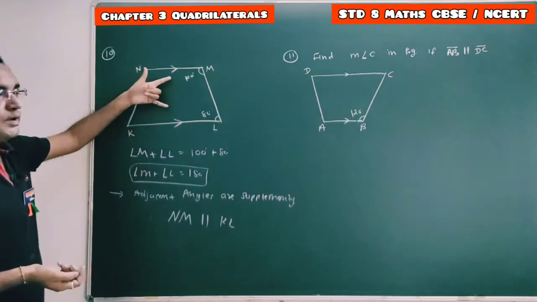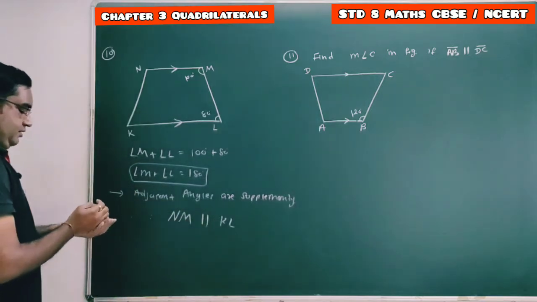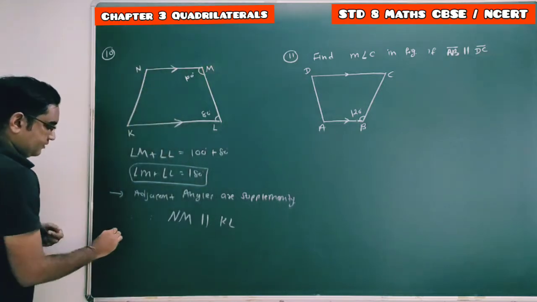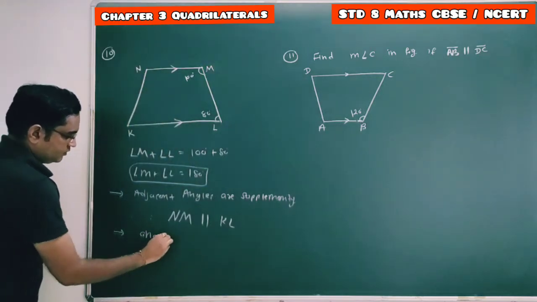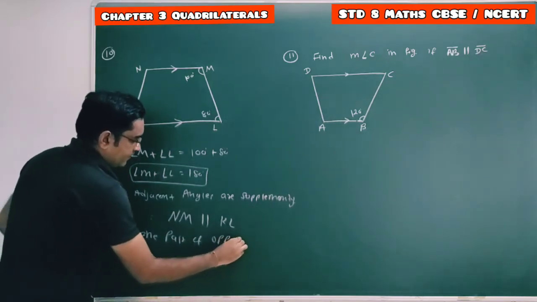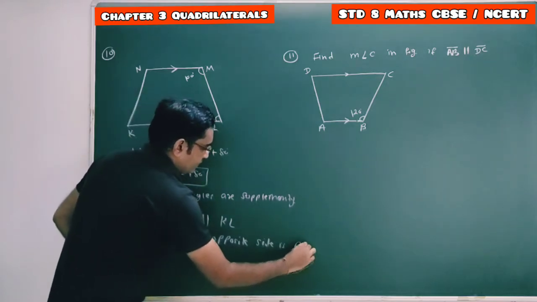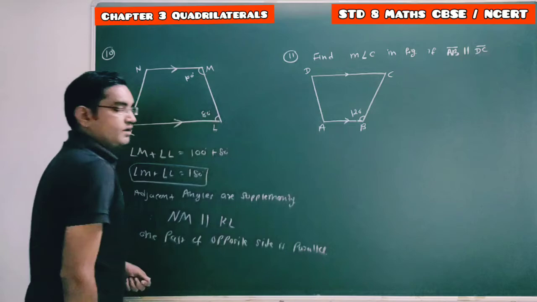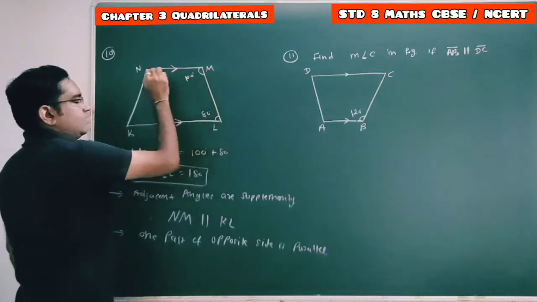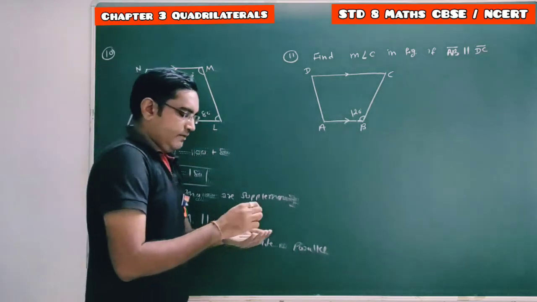So here one pair of opposite sides is parallel, and that's why this figure, or you can say this quadrilateral KLMN, is a trapezium. In this quadrilateral, one pair of opposite sides is parallel, and hence this KLMN is the trapezium. Clear students? Now question number 11.